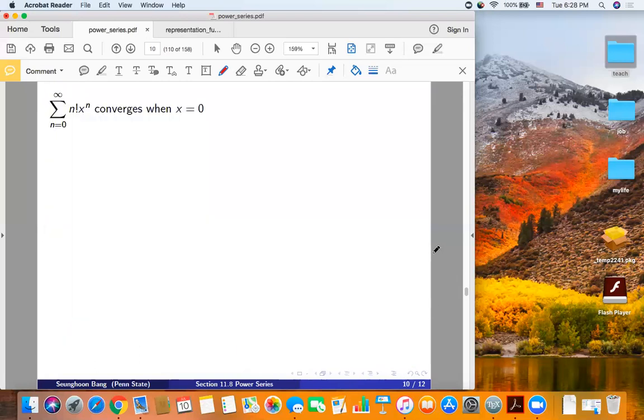So we are going back to the previous one. Here, the first example: summation n equal to 0 to infinity of n factorial x to the power n converges when x equals 0. What is the radius of convergence? What's that? Do you know what the radius of convergence is in this case? So this is the first example. The series converges when x equals 0. Do you know?